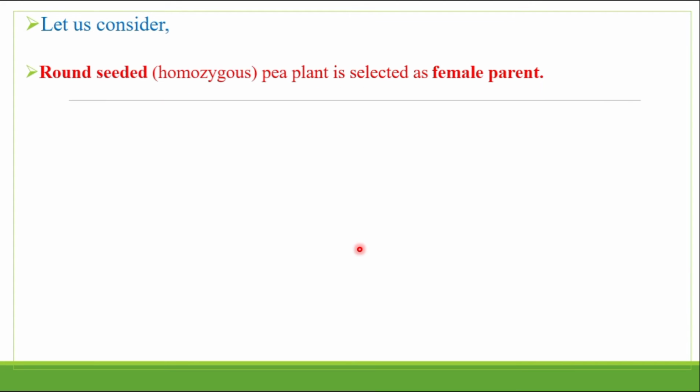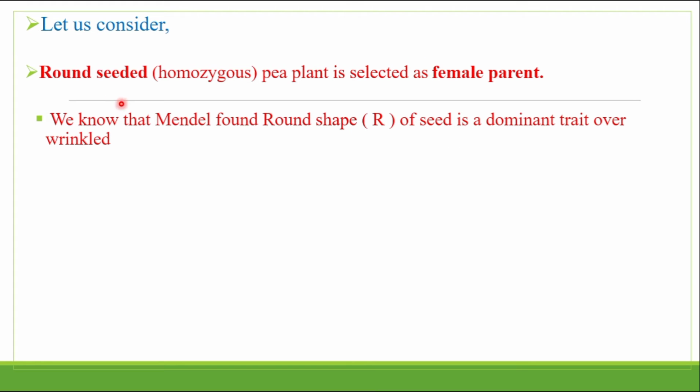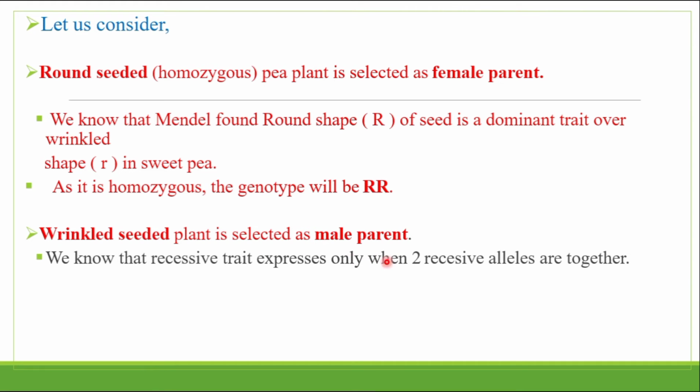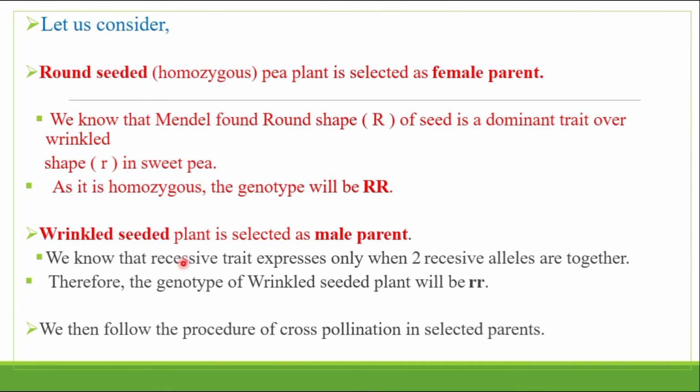So what's the round seed? We selected the round seed. This round seed is a homozygous pea plant, selected as the female parent. We know that in Mendel's experiment the round seed shape, capital R, is a dominant trait over the wrinkled, which is indicated as the small r in the pea plant. The wrinkled seed is the male parent, having the 2 recessive alleles, and the genotype is indicated as small r.